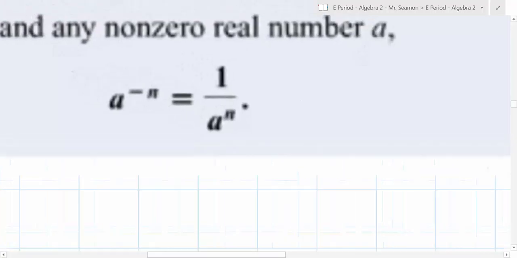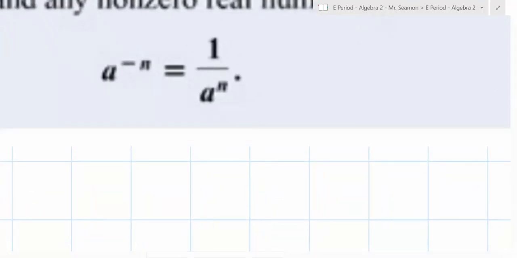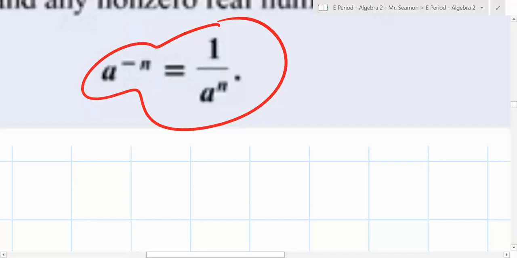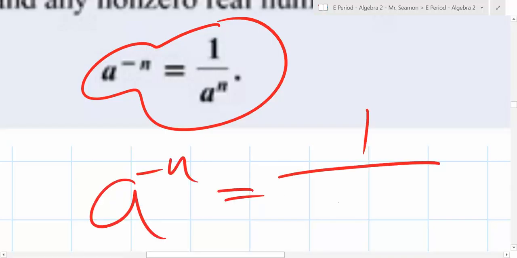How many people have dealt with negative exponents before? This is essentially all you need to remember about negative exponents. There are some shortcuts that you will learn, but this is the core to what it means to work with a negative exponent. A to the negative n power is 1 over a to the n. You have now eliminated the negative exponent.